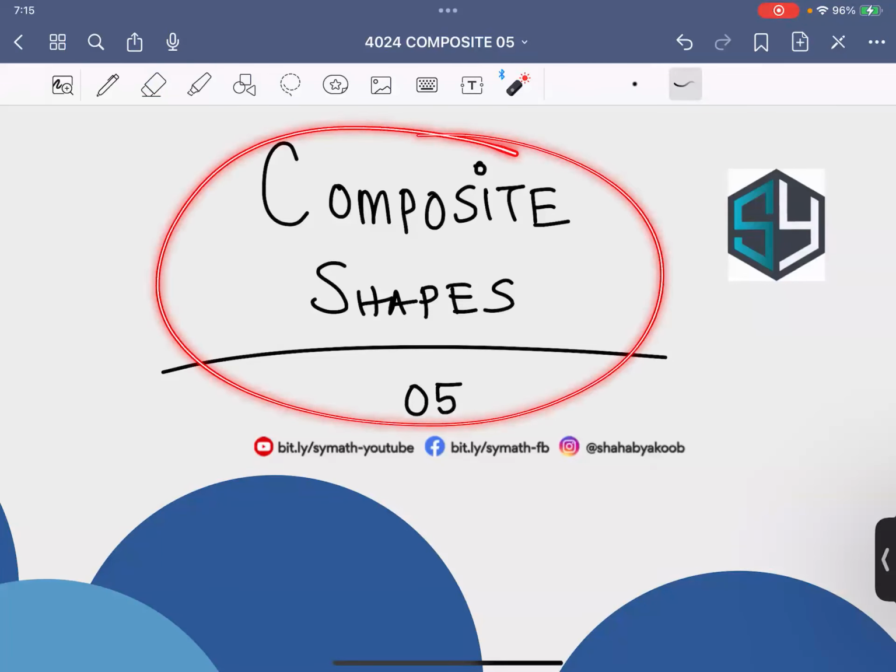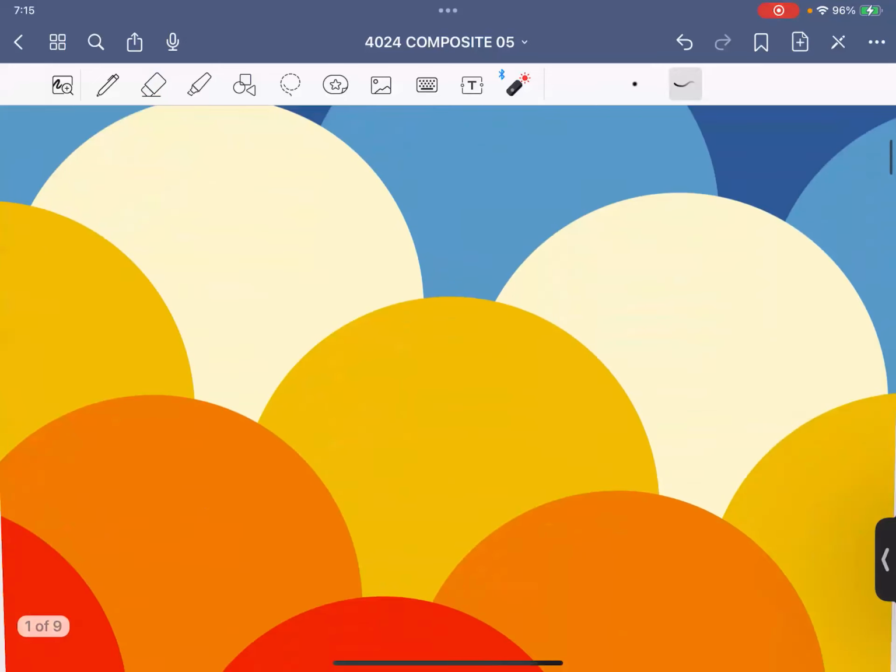We are starting with the lecture of composite shapes, the 5th class and the final class.